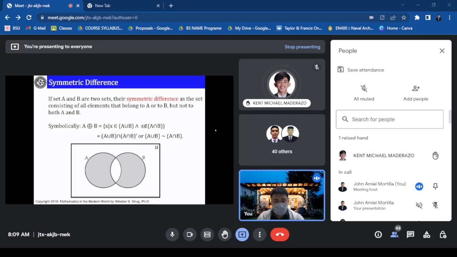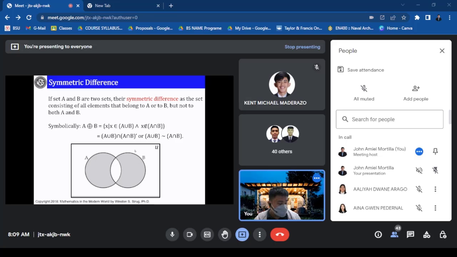Yan. So, symmetric difference is para siyang, ang tawag dito, intersection but the opposite. Opposite ito ng intersection. So, ang lalabas sa set niya is itong shaded ng A and shaded ng B minus yung nasa gitna o yung same elements ng A and B.